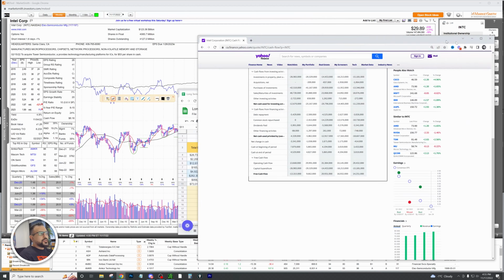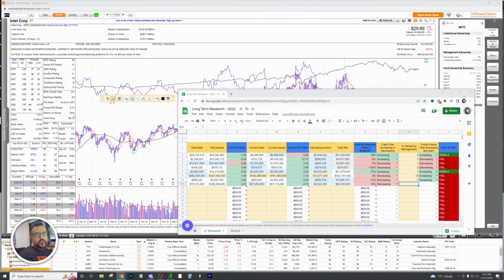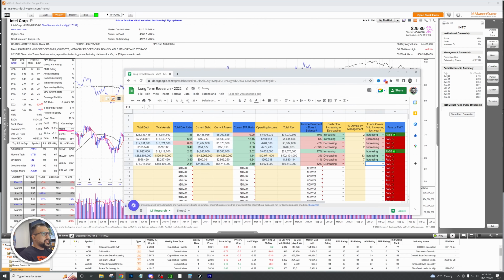Owned by management. To do that, we're going to scroll over to the handy dandy MARKETSMITH tool. We can see ownership by management is 1%. So we're going to plug that right there. And now we've got to see if the funds are increasing or decreasing. We're looking at this box right here.